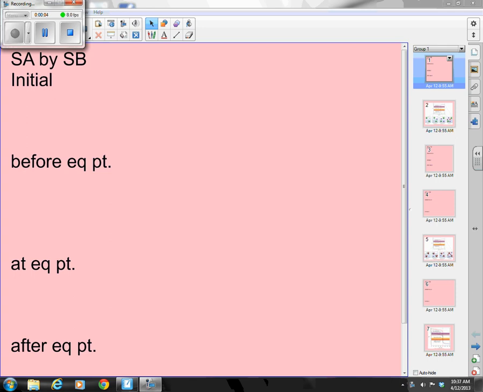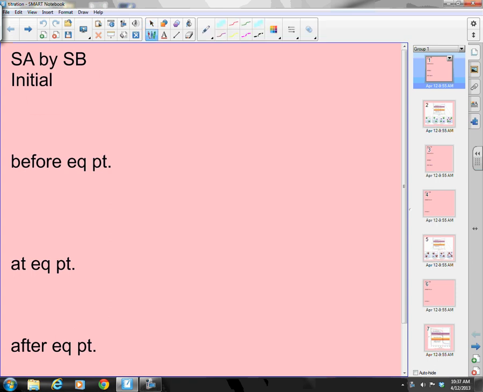Okay, sports fans, let us go and get into a review of titration. We have 4 types of titration we want to talk about. Let's begin with strong acid by a strong base.